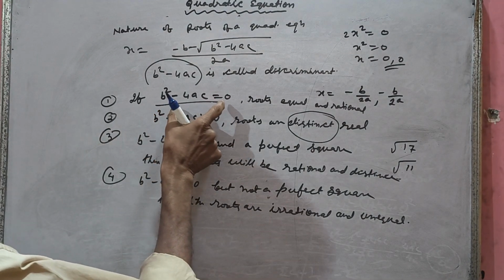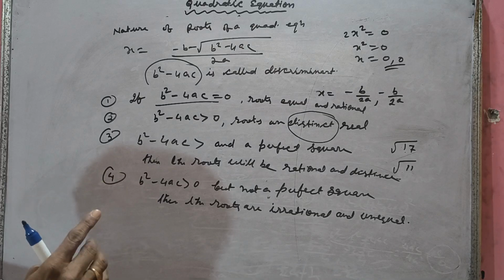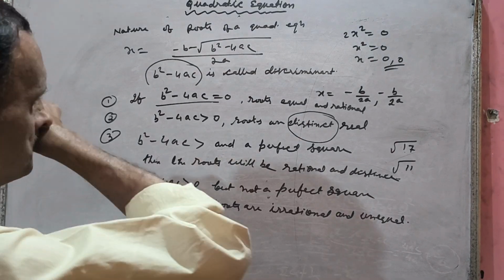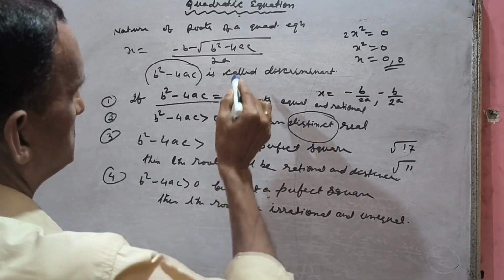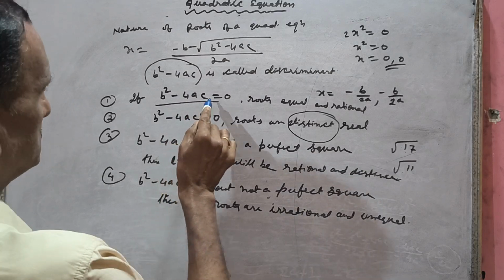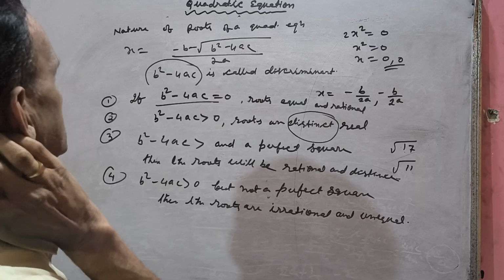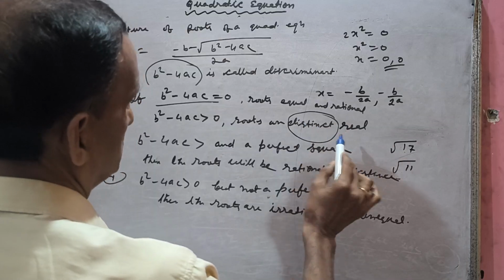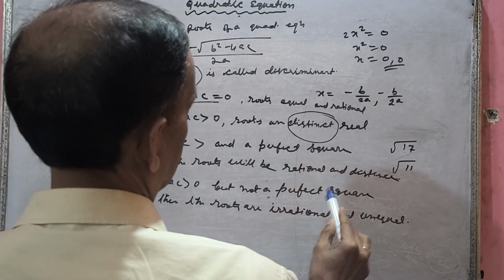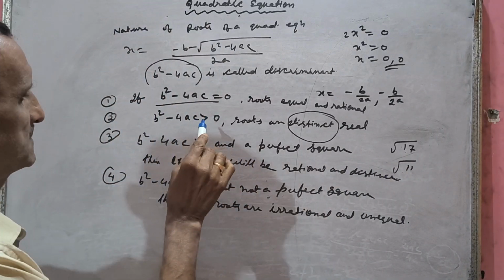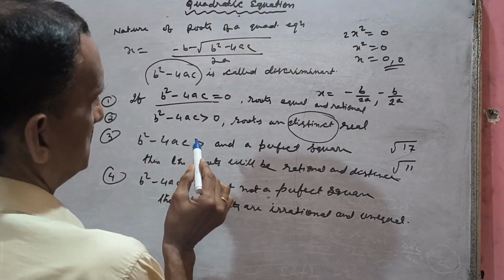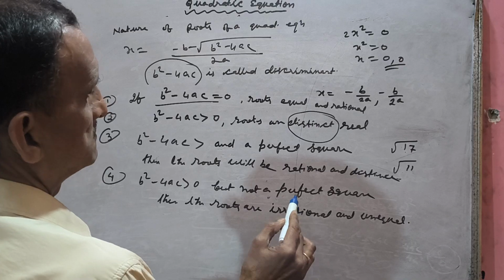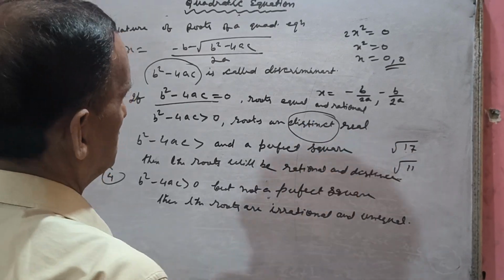See the condition. If b square minus 4ac equals 0, then roots will be real and equal, either rational or irrational, that is a different thing. If it is not equal to 0, it will be greater than 0 or less than 0. First we have taken greater than 0, then roots will not be equal. Not equal means different, but real, because greater than 0 means either a perfect square or not a perfect square. If perfect square, then rational. If not a perfect square, then irrational. Rational and irrational together are called real. The roots will be real.